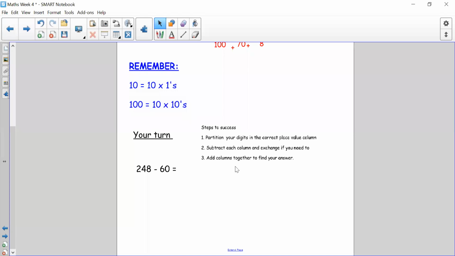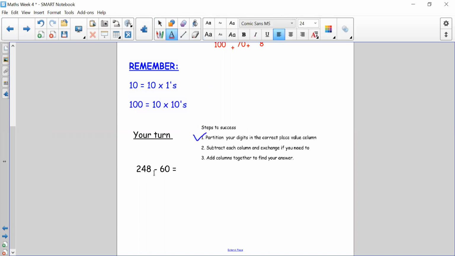Okay, welcome back. Let's make sure we have done this correctly. So our first step is that we need to partition our digits. So let us look at what we have. We have 248. So 240 and 8. Lovely. Okay, we are taking away, subtracting 60.